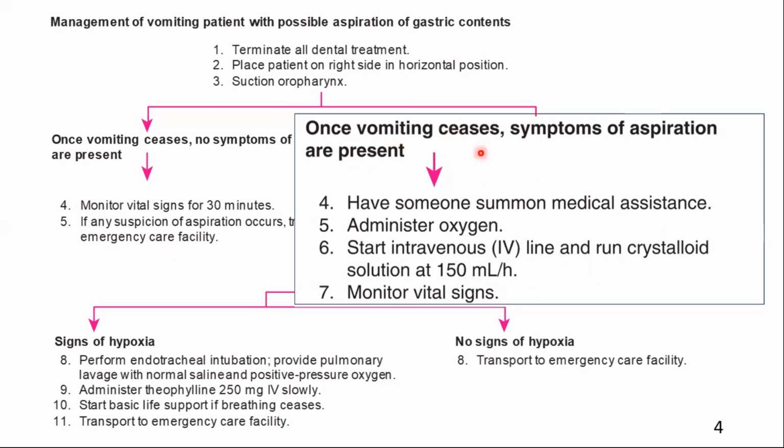When the vomiting stops but symptoms of aspiration are present, call for emergency medical help immediately. Provide the patient with supplemental oxygen to maintain adequate oxygen levels. Initiate an IV line and administer crystalloid solution, that is normal saline, at a rate of 150 ml per hour to support blood pressure. Continuously monitor the patient's vital signs, that is heart rate, blood pressure, and respiratory rate.